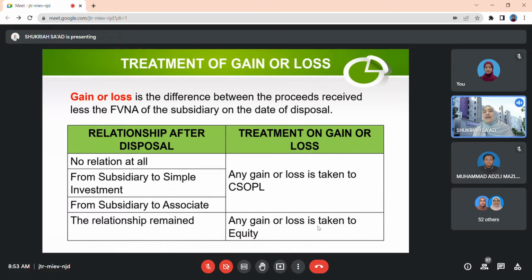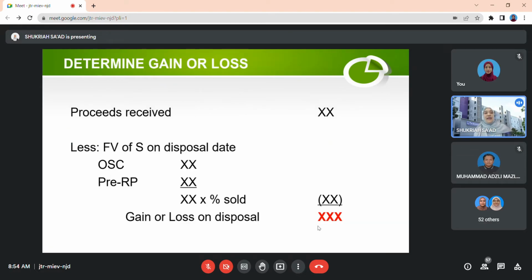But if the relationship is sub to sub, okay, disposal is sub to sub, increase is sub to sub, so any gain or loss from disposal or from second acquisition should be disclosed as part of other comprehensive income, and then that figure will also be disclosed in the SOFP under other comprehensive income. So plus or minus from other comprehensive income. Okay. This is the template to calculate gain or loss for the relationship that remains. Okay, this is how to determine gain or loss for scenario 4.